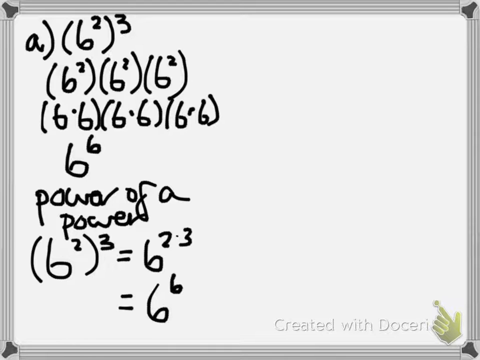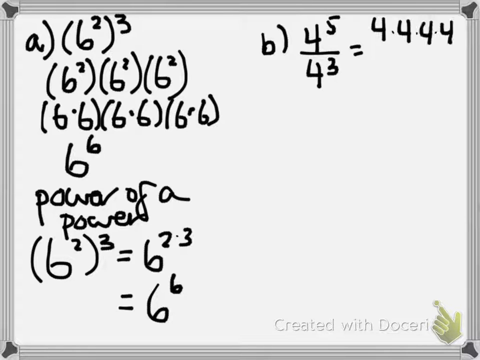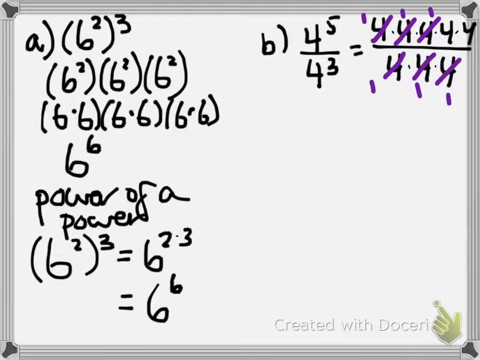So for this one, we could write out the numerator as this, 4 times 4 times 4 times 4. And the bottom, we could write it as a multiple of 3 4s. And we could reduce it one by one. So if we reduce this, what we have left over is basically 4 times 4, or 16.